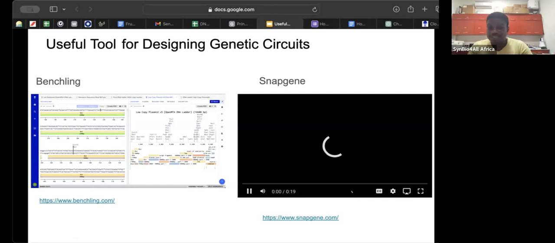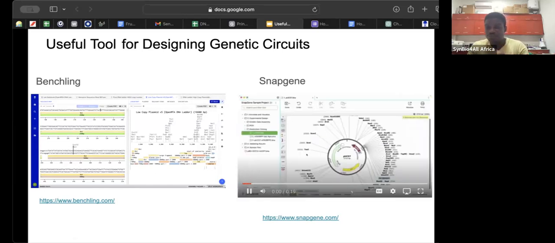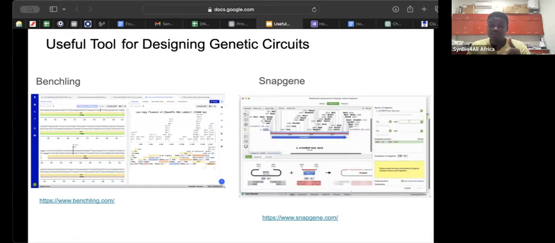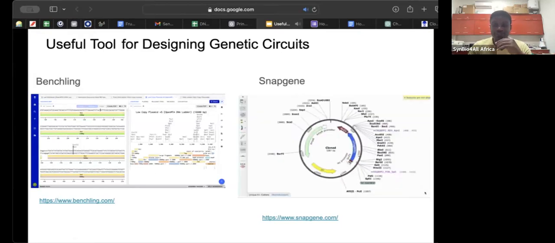And the one on the right is SnapGene. I just recorded a video, so it's basically showing you everything that you can do. But most of the things that SnapGene can do, Benchling can do. But Benchling is free. SnapGene, you have to pay, and we don't have money, so we use Benchling.